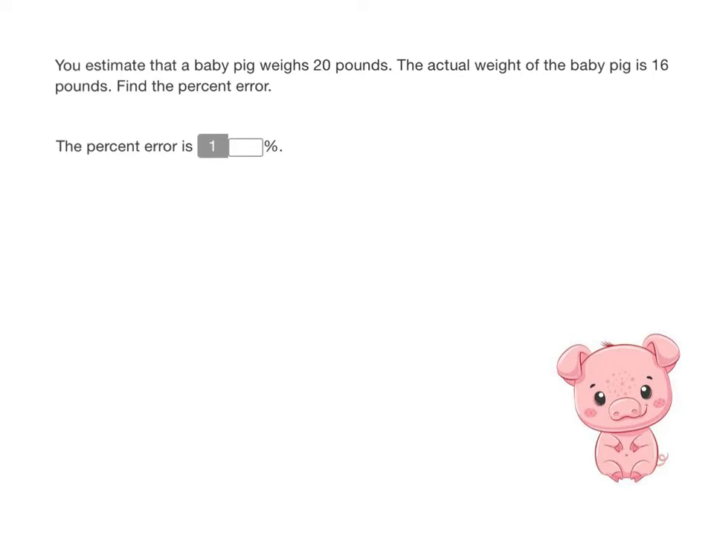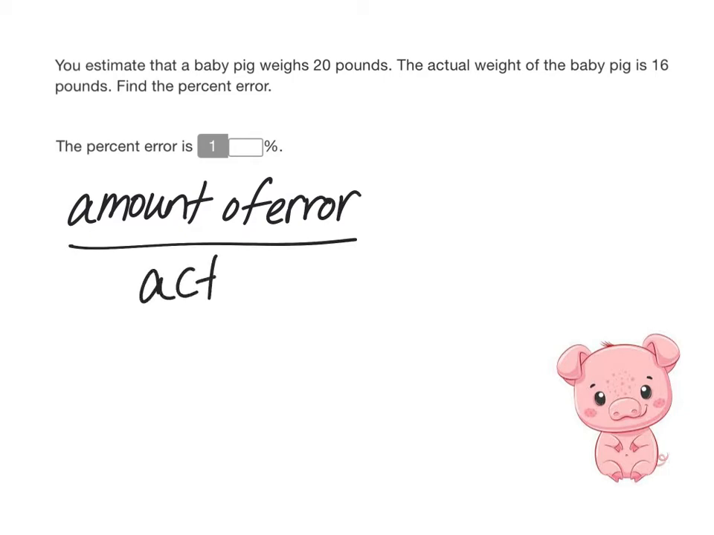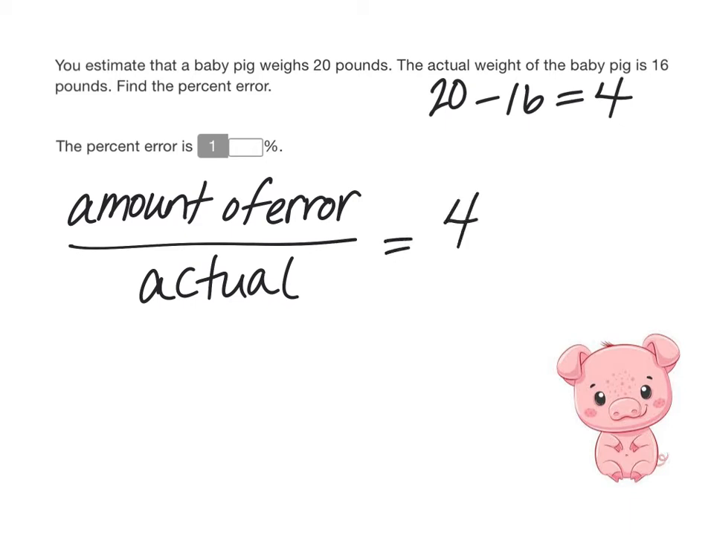You estimate that a baby pig weighs 20 pounds. The actual weight of the baby pig is 16 pounds. Find the percent error. So when we find percent error, we are taking the amount of error and dividing by the actual. So in this case, the amount of error would be the difference between your estimate and the actual, so 4. And I'm dividing it by the actual, 16. You can probably see that this would be the decimal 25 hundredths, so 25% error.